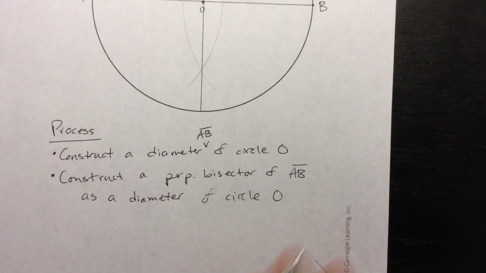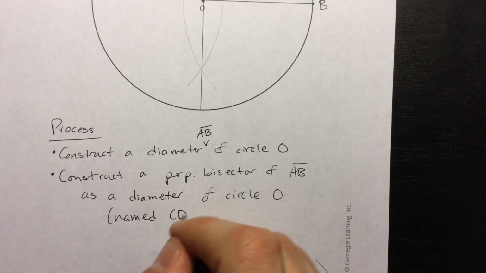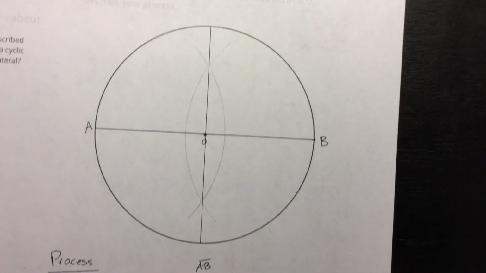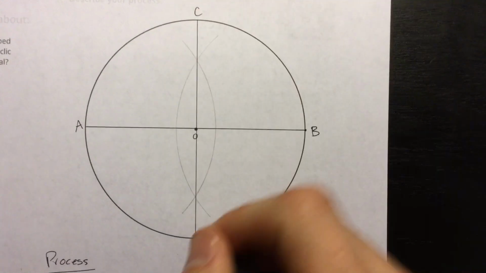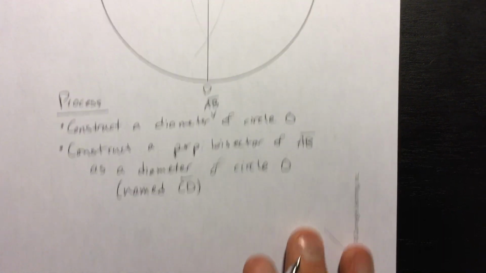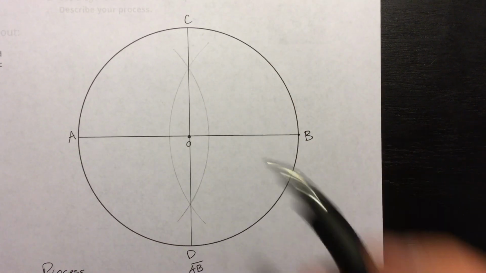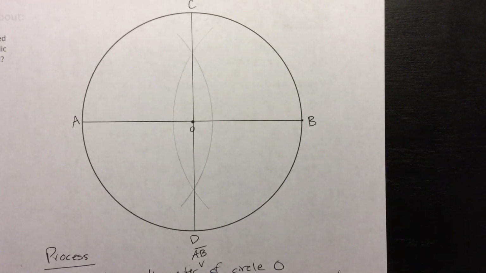And then I would say I can name it CD, right? So I can say that this top one is C, and this one's D, and so now I have that named CD. So now I have my diameter AB, my diameter CD, that is also a perpendicular bisector.